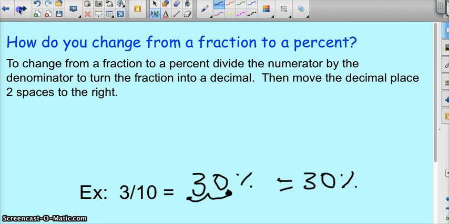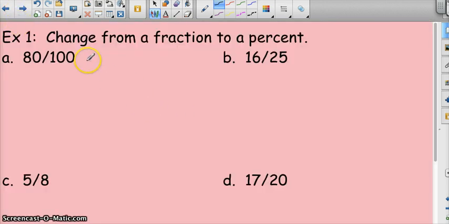Let's take a couple of examples and work with it. Once again, taking care of this on your own first and then checking my answers is the best way to go. Starting on the examples here, we start by dividing top by bottom. If you divide 80 by 100, your calculator would give you 0.8. That's moving it to a decimal. Now we move this decimal point 2 spaces to the right and insert a 0. So 80 divided by 100 is 80%.